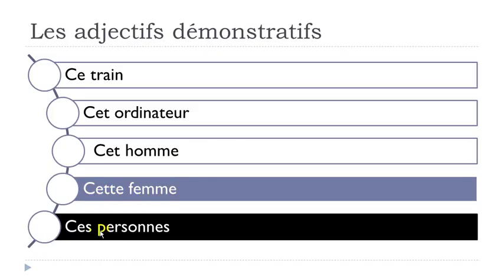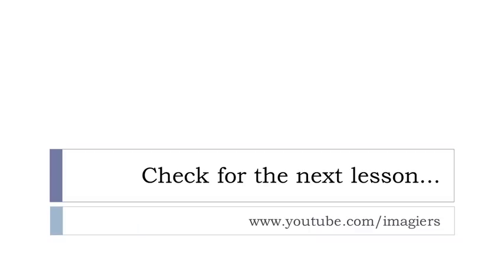Okay, and then the last one, personne, persons, plural: ces personnes. Okay, so let's repeat them one more time: ce train, cet ordinateur, cet homme, cette femme, ces personnes. All right, I hope it was clear. So it was unité de leçon I.